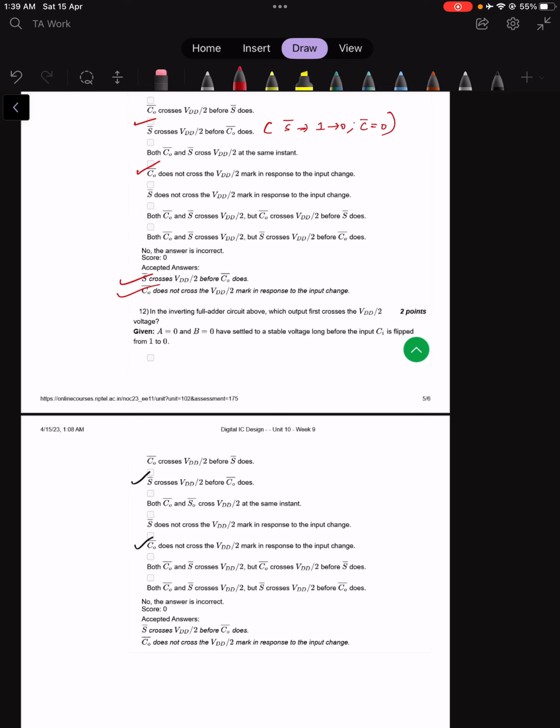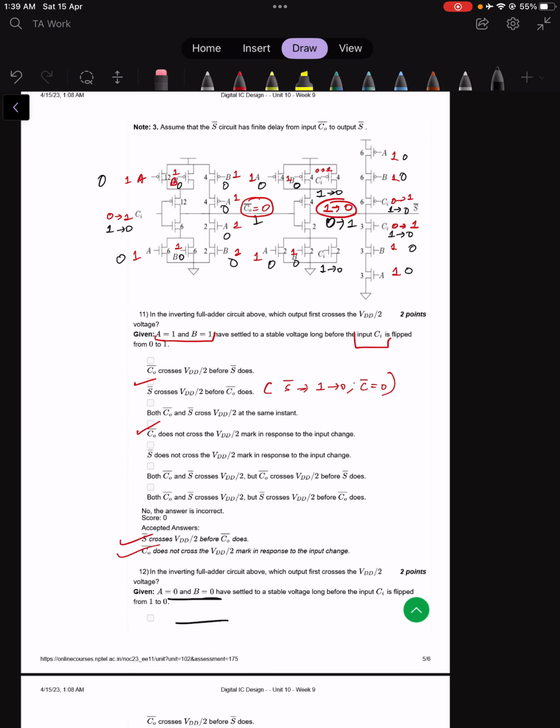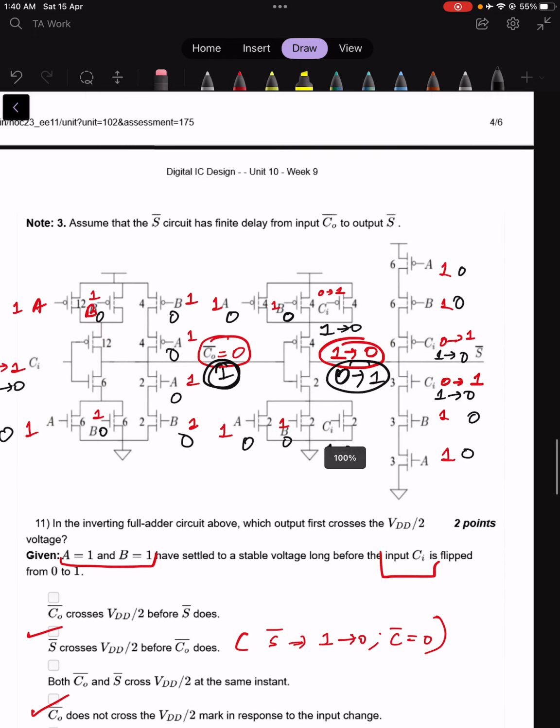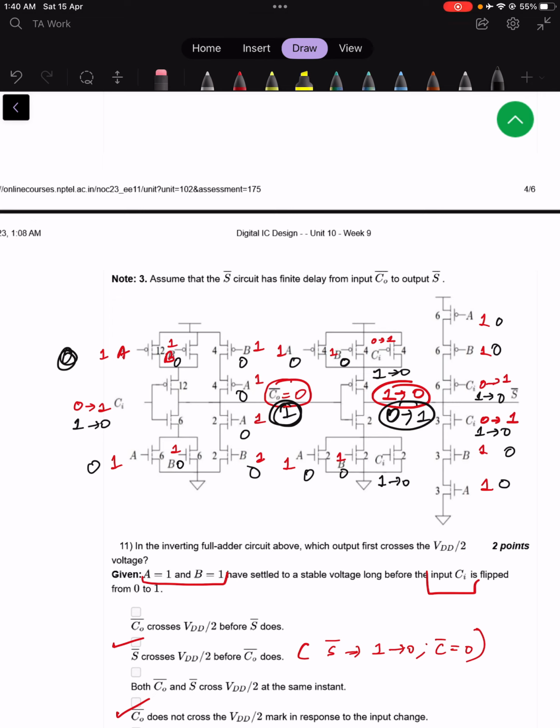Similarly, the working for question number 12 is all indicated in the color black. If you go back and observe the different workings for question number 12 as shown in black, you can notice that the output C0 bar is 1, whereas S bar switches from 0 to 1. Hence you can mark that S bar crosses VDD by 2 before C bar does. C bar does not cross VDD by 2 in response to the change in input. I'll just leave you at this so that you can observe the working for question number 11 and 12.